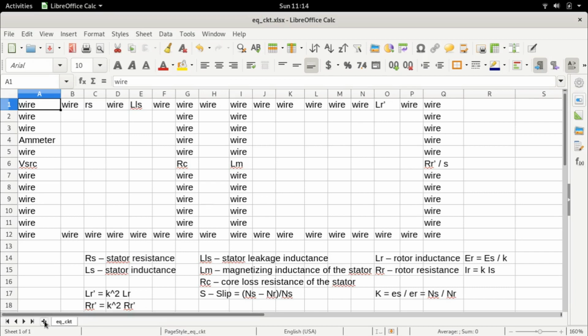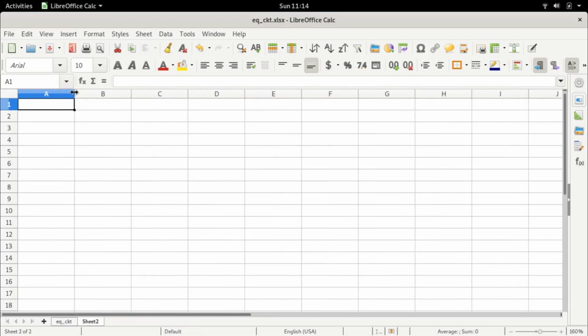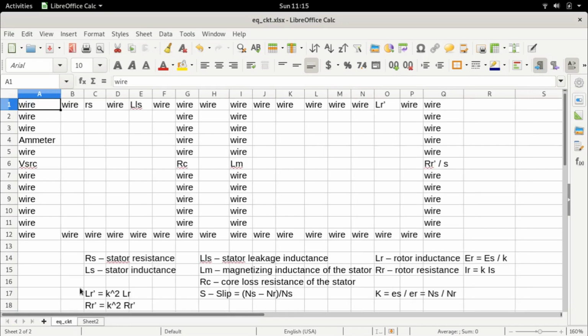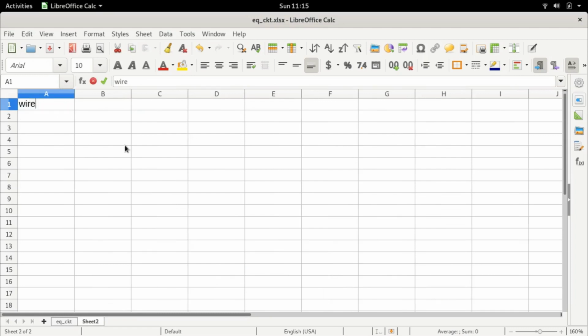So let me add another sheet and show you how this is done. As before, we're going to start with drawing a circuit, in a very similar manner. We are going to start with the stator circuit and the rotor circuit. So in the most general terms, we can consider the stator as follows. Let me just draw. I think this is good enough.